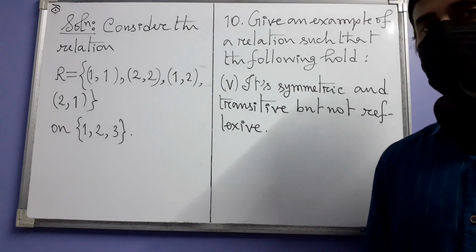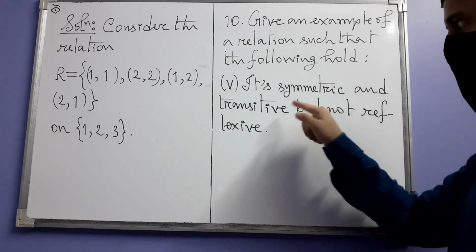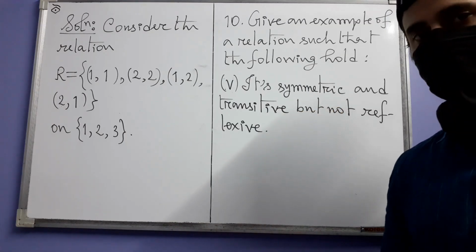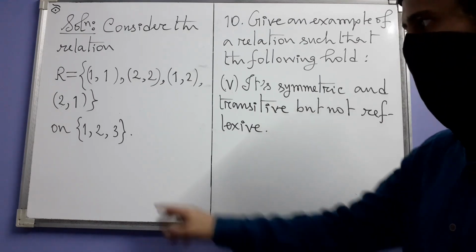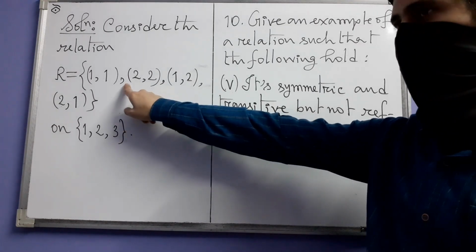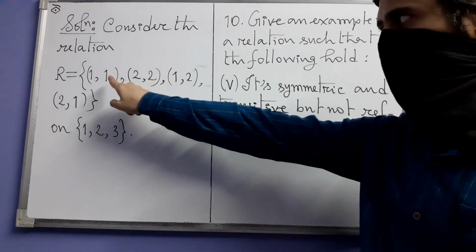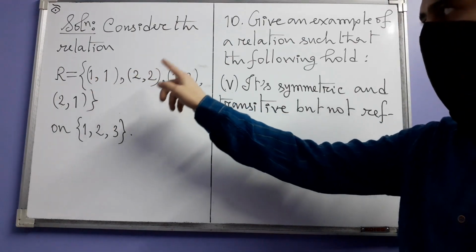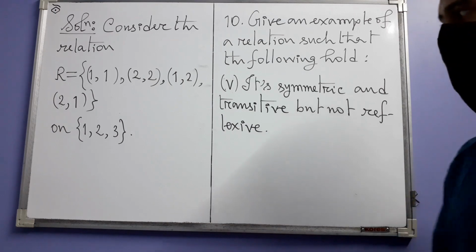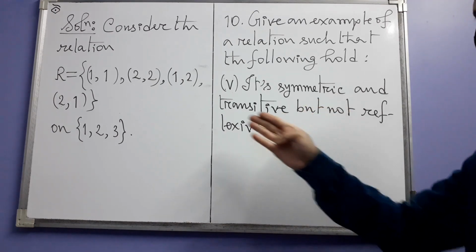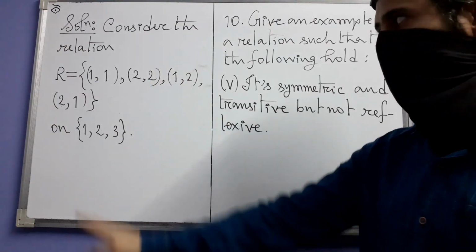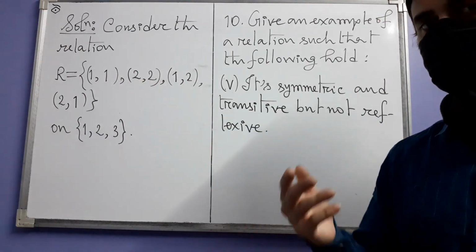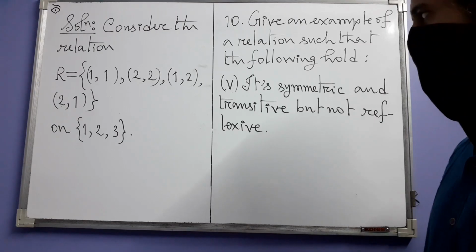In part 5, we want a relation that is this time symmetric and transitive but not reflexive. It is the other two, just it's not reflexive. So on that same set, this time we have taken this relation consisting of the ordered pairs (1, 1), (2, 2), (1, 2) and (2, 1). So you can immediately see that it is symmetric. You have (1, 2), you have (2, 1), and the others, of course, each one has the same coordinates.